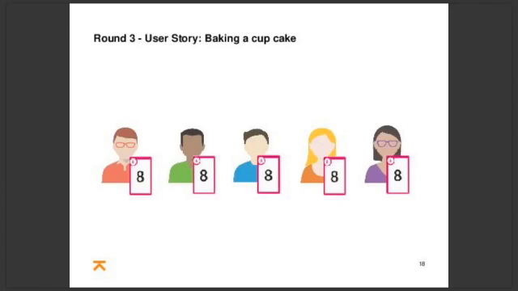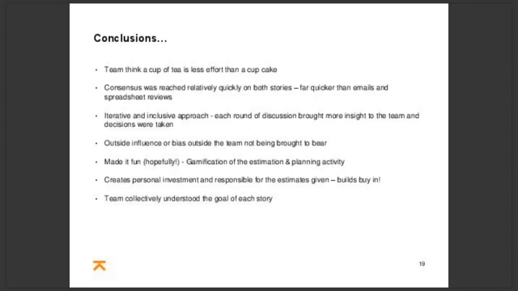So, what I'd like to do now, that was obviously a bit of a silly example, but hopefully illustrates some points. What I want to do is just talk about the conclusions that we can draw from that. So, we now know that a cup of tea is less effort to do than a cupcake. We can see the consensus was reached relatively quickly on both stories. I think it'd be fair to say that was far quicker than emails and spreadsheet reviews being sent round for each of the team members.